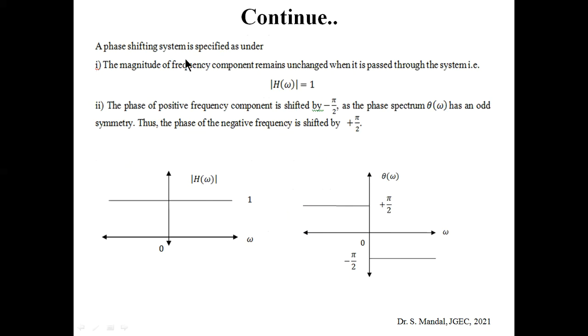So a phase shifter has the following properties. The magnitude of the frequency components remains unchanged. That means the amplitude of the transfer function is 1. Clear? So the magnitude of H(ω) is equal to 1, and the phase of the positive frequency component is shifted by minus π/2. As the phase spectrum θ(ω) has odd symmetry, the phase of the negative frequency component is shifted by plus π/2.